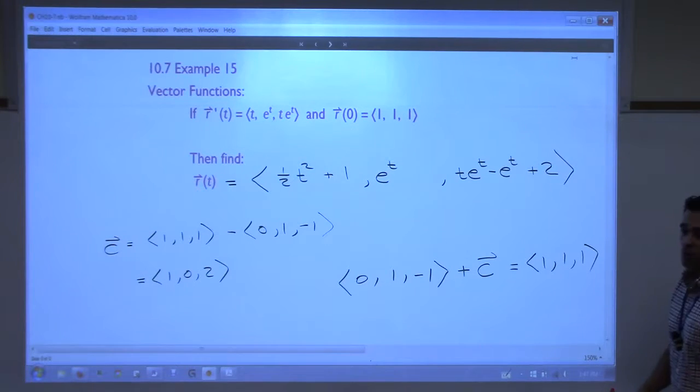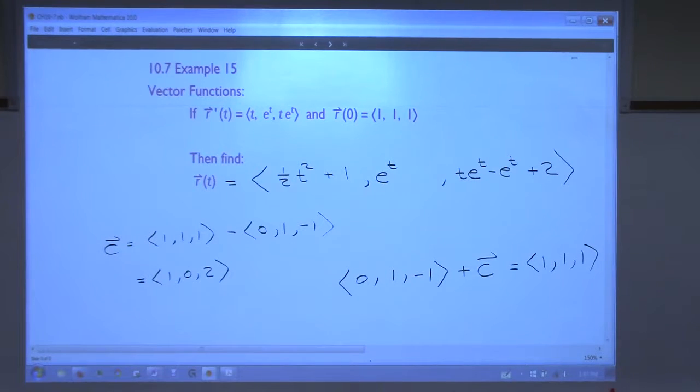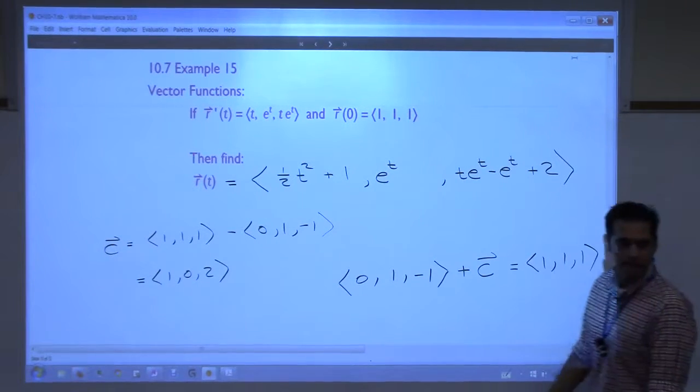We could double check it real quick. If we plug in 0, we better get 1, 1, 1, which I'm sure we will. And if you take the derivative of this, you better get this, which I'm sure you will.